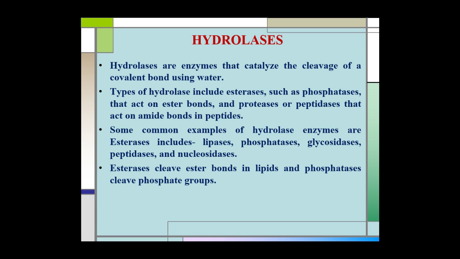Some common examples of hydrolase enzymes are esterases, which include lipases, phosphatases, glycosidases, peptidases, and nucleosidases. Esterases cleave ester bonds in lipids and phosphatases cleave phosphate groups.